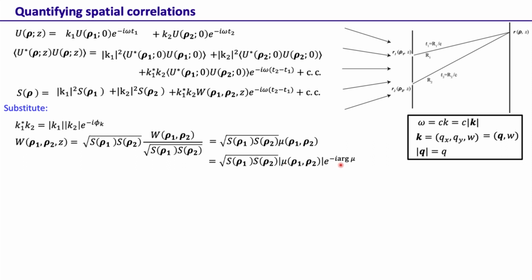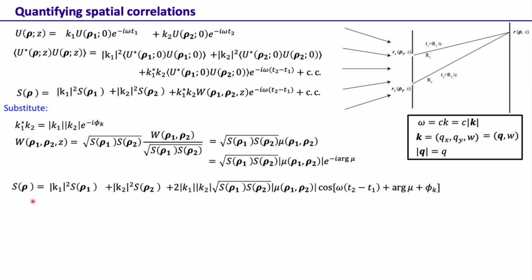Now if we substitute this form for W and this for k1* k2, we obtain that the intensity is given by the first term, the second term, and then this term where we have a cosine. This cosine term has ω(t2 − t1), the temporal information as well, and these arguments of μ and φk. So when any of these things change, that's what gives us the Young's double-slit fringes that we actually see.